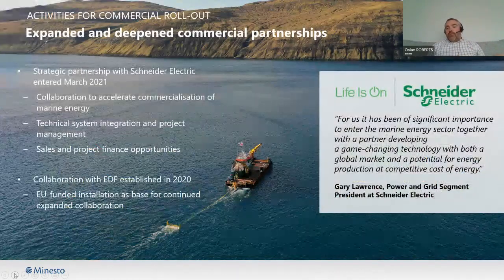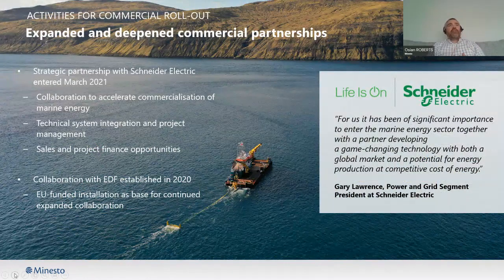Now, on this slide, we've moved forward in recent years, and just to show how competitive and how attractive our technology is starting to become within the market, we're able to have those expanded and deeper commercial partnerships with significant strategic partners, such as Schneider Electric. That partnership was formed in 2021, helping us to accelerate our way to commercialization of the turbine. And again, I mentioned the collaboration with EDF in 2020.